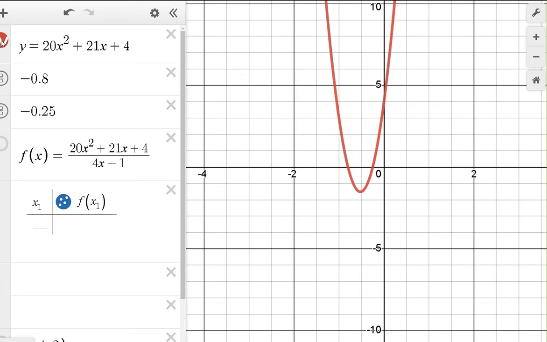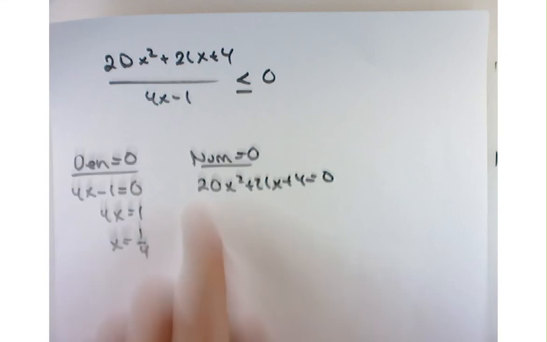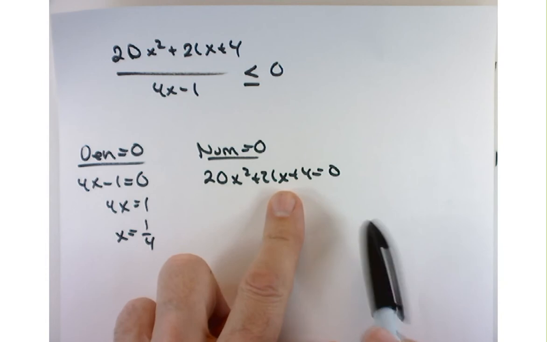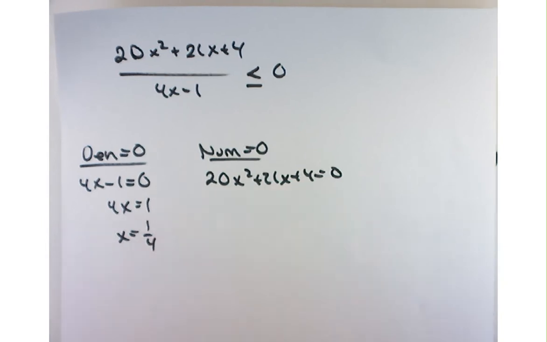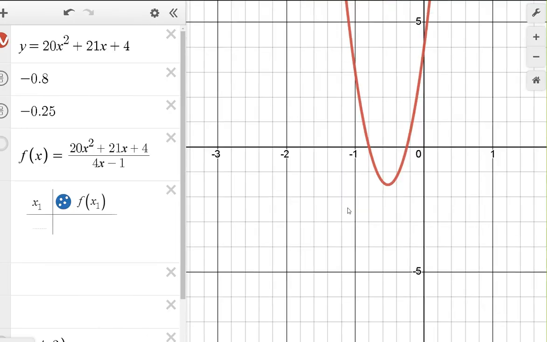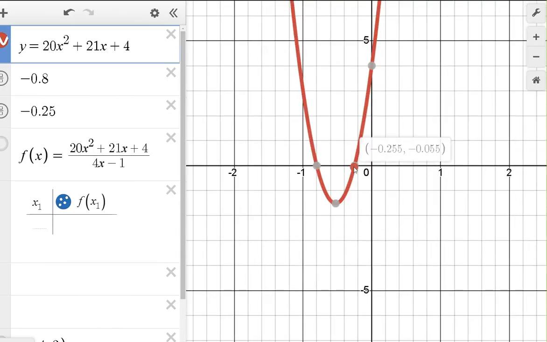If I wanted to find where this equals 0, it's the same thing as finding the x-intercepts of this graph. In other words, setting y equal to 0. Now here's the cool thing about Desmos. It'll tell you that. It's like, oh, you want to know where it's 0? Just click on me. Oh, it's 0 here, and negative 0.25 and negative 0.8. Let's take note of those two things. Negative 0.8 and negative 0.25.